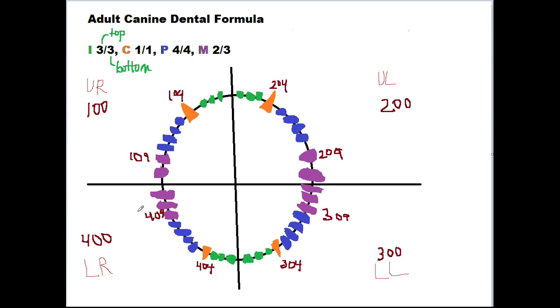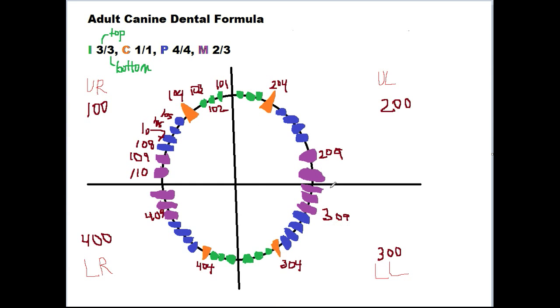So let's start with our 100 quadrant here. I've got 109. I'm going to go caudal to rostral. So this one must be 110. But then I'm going to move forward. So then my premolar there is going to be 108, 107, 106, then 105. I've already got my canine at 104. Next I've got 103. This would be 102 and 101.